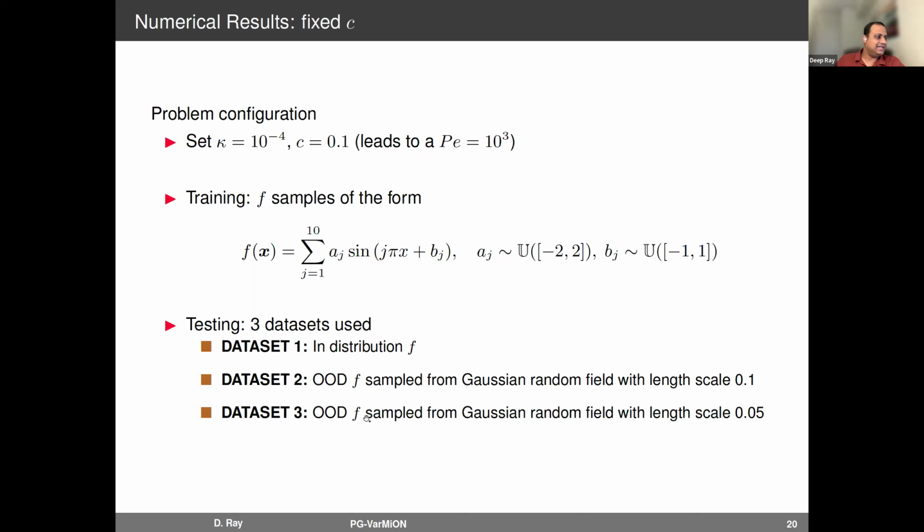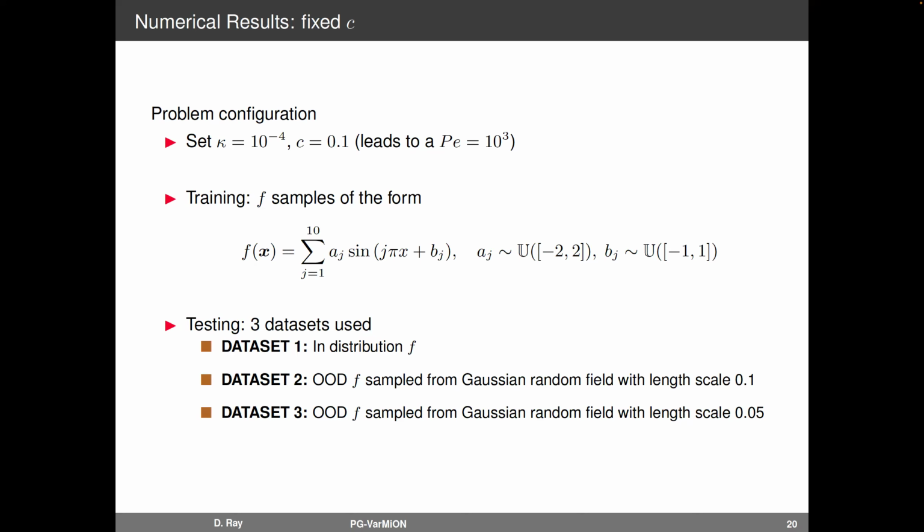But we look at 2 other data sets which have out-of-distribution Fs. In one case, F will come from a Gaussian random field with a length scale of 0.1, which is typically going to be less oscillatory than the Fs in the training set. So it's slightly simpler. And dataset 3 is coming from a Gaussian random field with length scale 0.05, which is going to be much more oscillatory than the Fs that you trained on. So we'll see if these networks are able to perform well on in-distribution F and also on out-of-distribution F, and what the performance looks like.